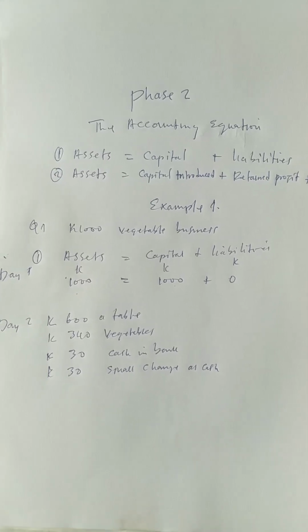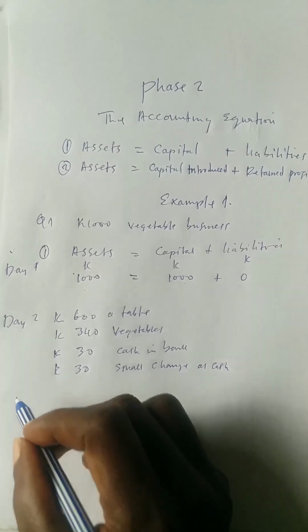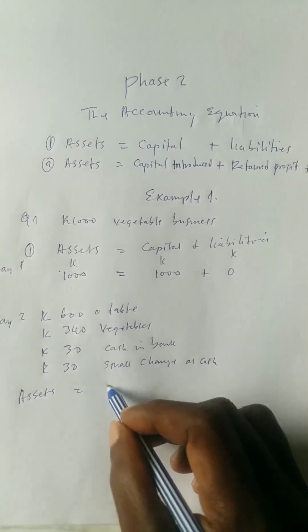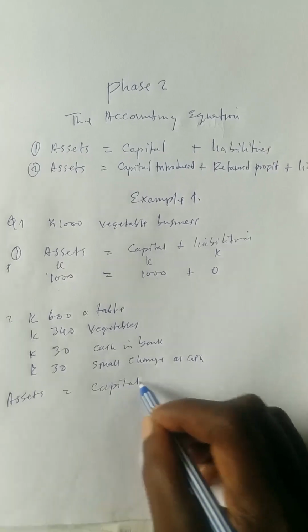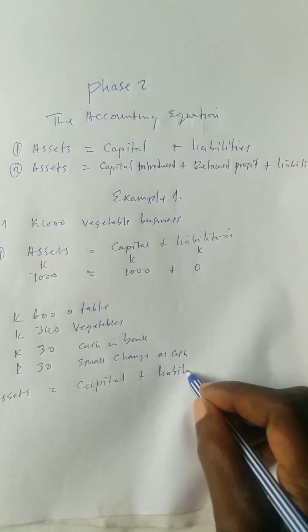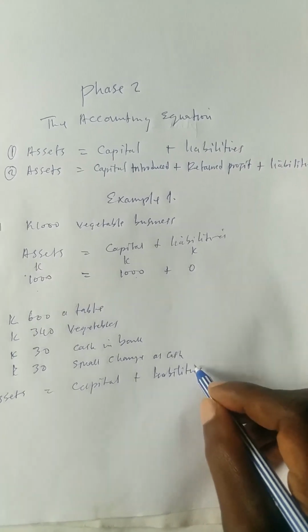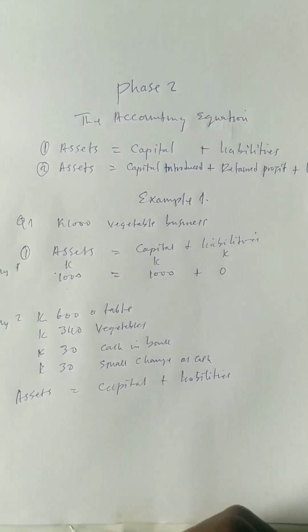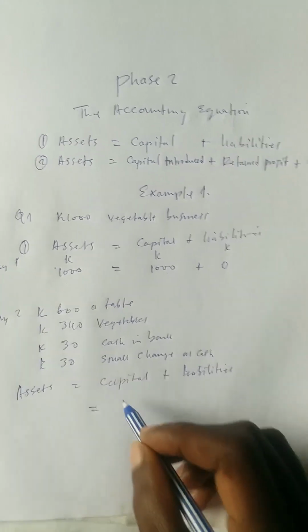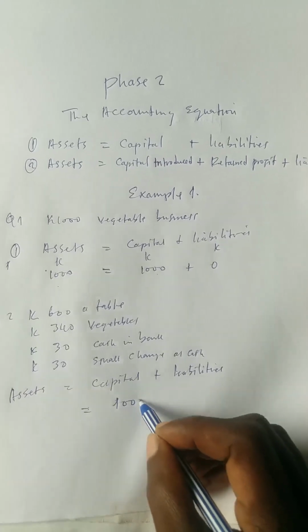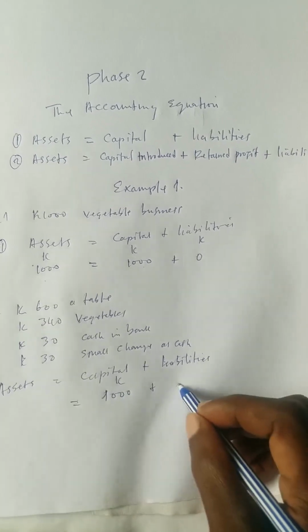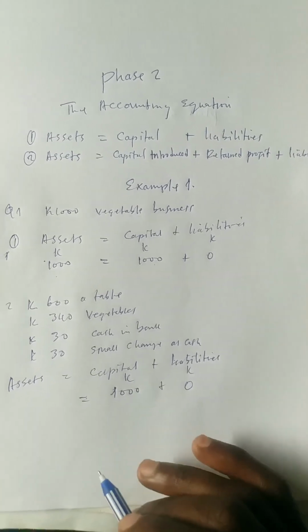Our same accounting equation 1 will look like this, where we're saying assets equals capital plus liabilities. Assets equals capital plus liabilities. So our capital, we still have 1000 kwacha indicating here. And we still have 0 liabilities indicating here.